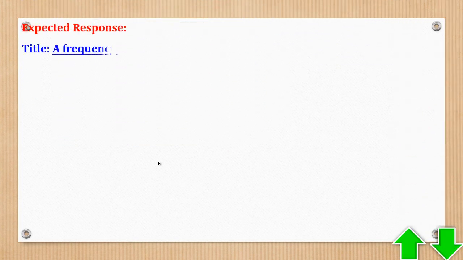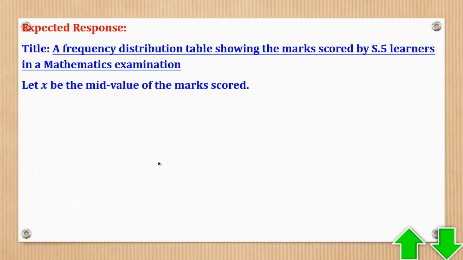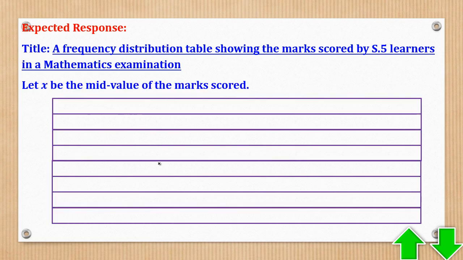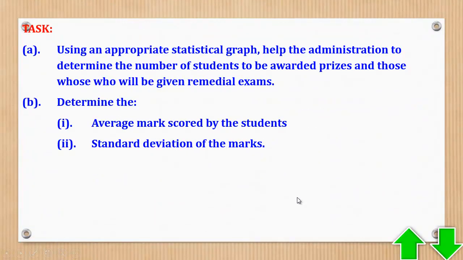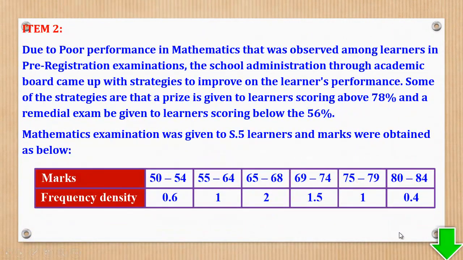So like I said, we shall still tabulate. The first thing to do is to get a title for your frequency distribution table. Then you can tabulate. We shall begin with the classes, which are now marks. Then next will be the frequency density, which is given. Remember, frequency density is frequency over class width.